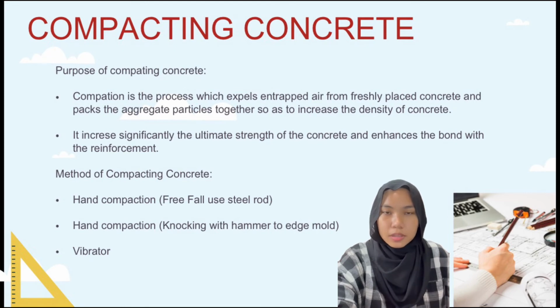Next is compacting concrete. The purpose of compacting concrete: compacting is the process which expels trapped air from freshly placed concrete and packs the aggregate particles together so as to increase the density of concrete. It significantly increases the ultimate strength of the concrete and enhances the bond with the reinforcement. There are 3 methods of compacting concrete, which are hand compaction, free fall using steel rod, hand compaction, knocking with hammer to edge mold, and lastly vibrator.